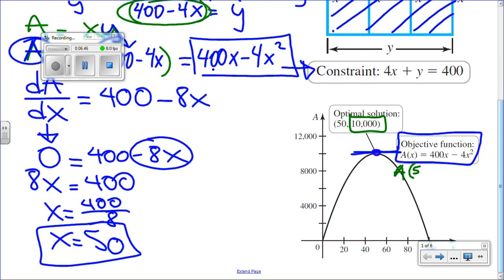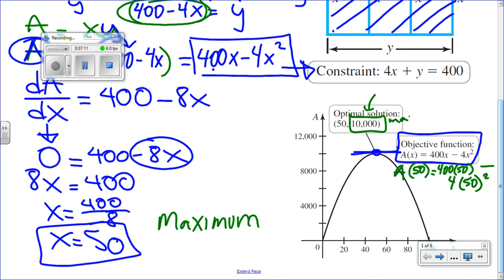So if you find the area at 50, it will be 400 times 50 minus 4 times 50 squared. And just to save us time so we can cover more problems, the answer is right there. So that will be the maximum area. When you talk about the max and the min, you have to give the output value. That's the maximum area, and so that would be 10,000 square feet.